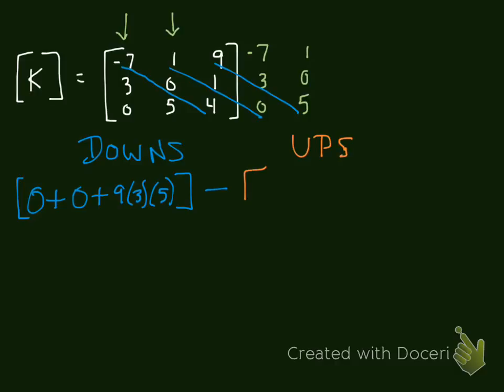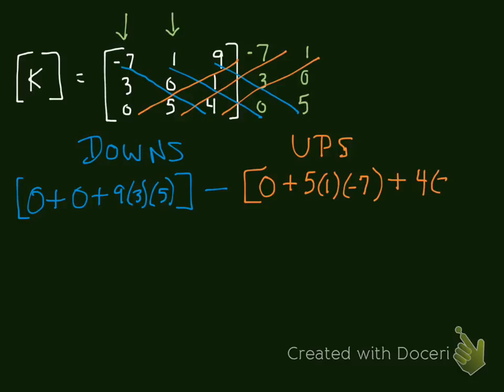Remember, ups, opposite direction, start in the bottom corner, go diagonally up. So 0, 0, 9 is 0. Then I have 5 times 1 times negative 7. Then plus 4 times 3 times 1.